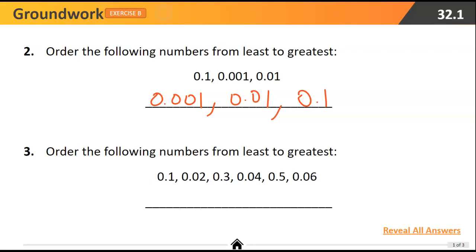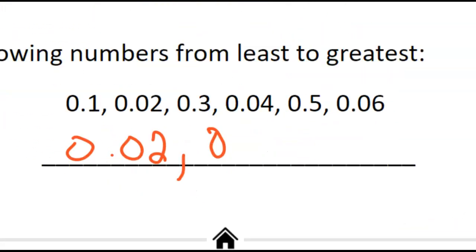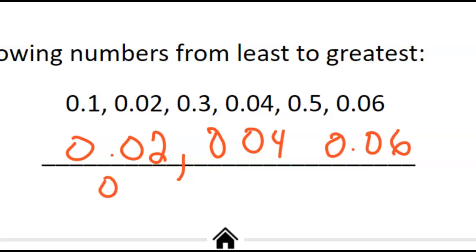If we look at the second example, if we're looking at a 0 in the tenths place, those are going to be smaller than when we have a value in the tenths place. So 0.02, 0.04, 0.06. Then we have 0.1, because that's 10 hundredths. Then we're going to have 0.3 and 0.5.